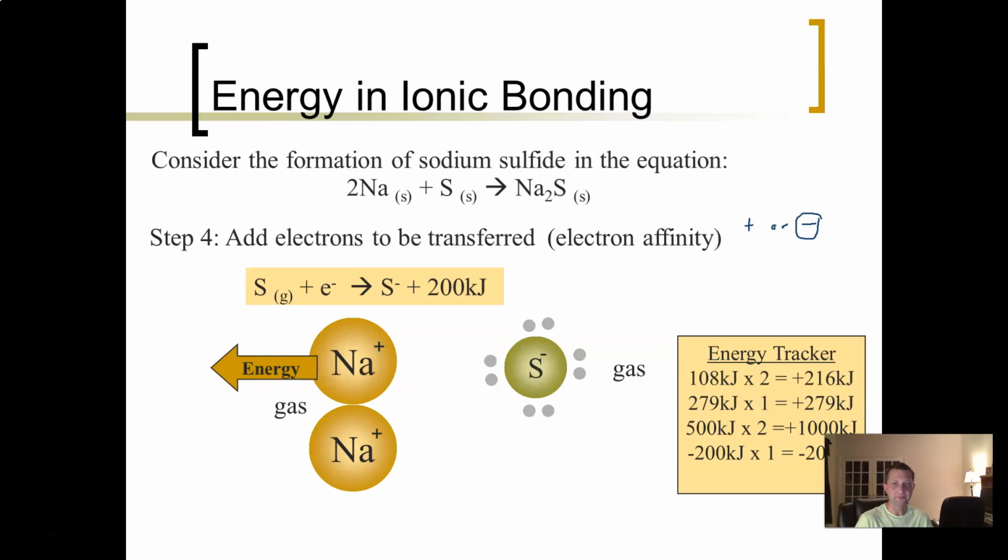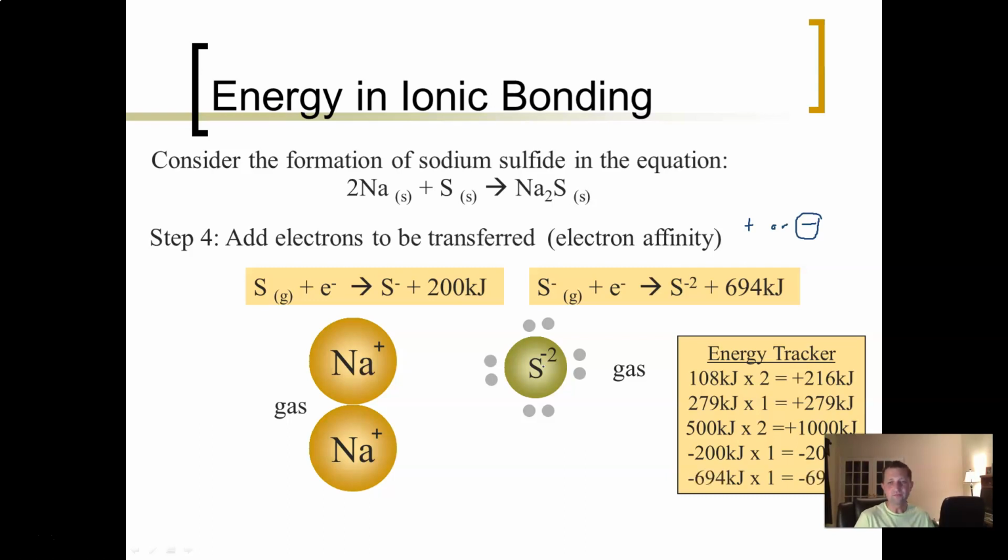Energy released again. Okay, again, sometimes this is endothermic. This case it isn't. Look what happens. You're going to S-2 now. Look at your equation. So please write these down the right way. You have S-1 plus your electron yields S-2. That released 694 kilojoules.